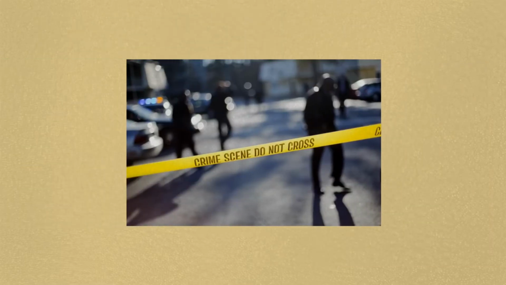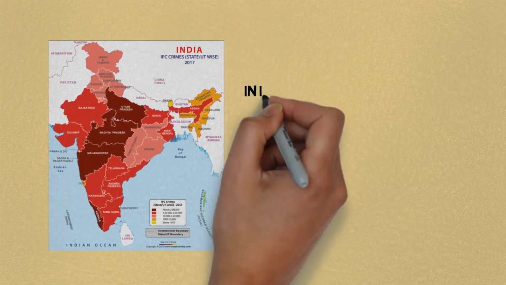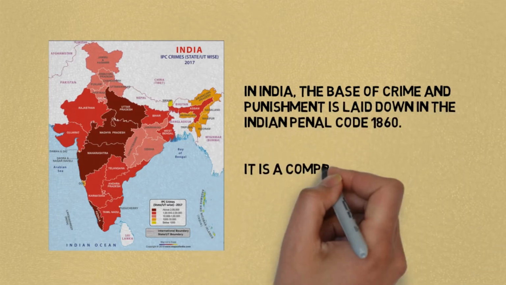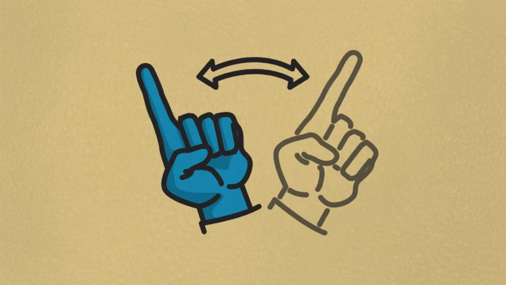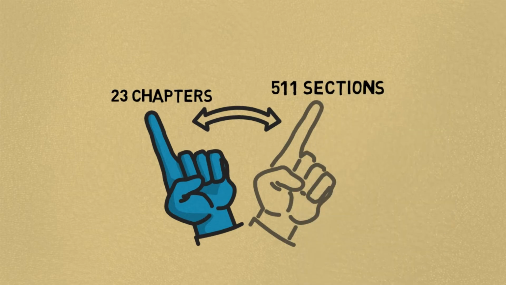Crime is an action or omission which constitutes an offence and is punishable by law. In India, the base of crime and punishment is laid down in the Indian Penal Code 1860. It is a comprehensive code which covers all aspects of law. It is divided into 23 chapters and includes 511 sections.